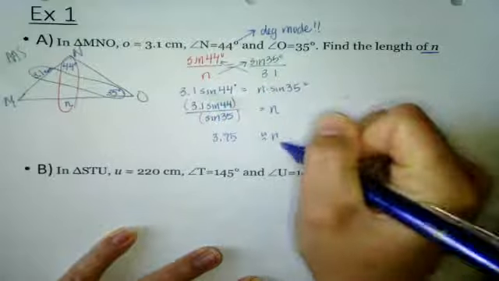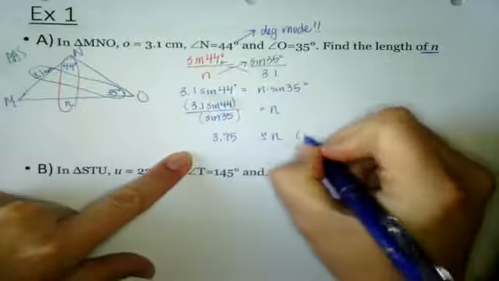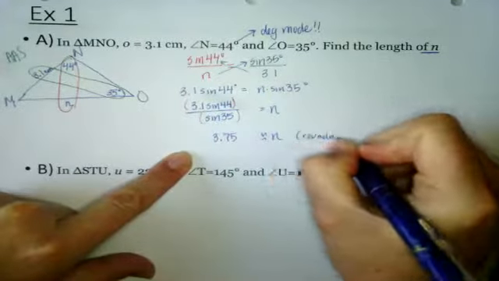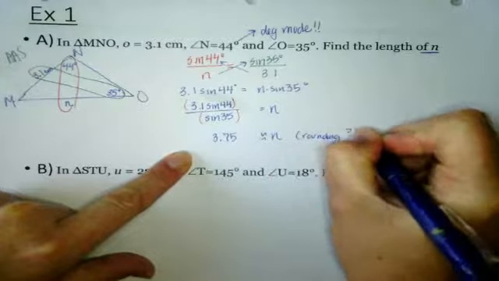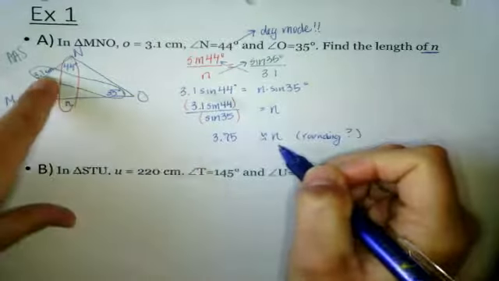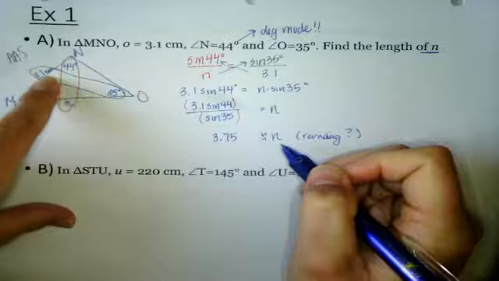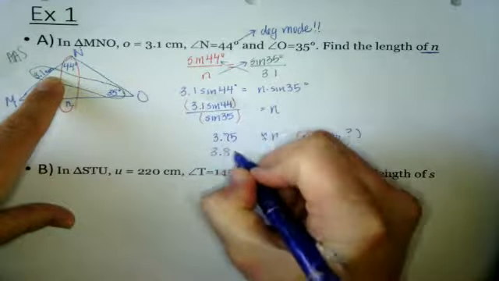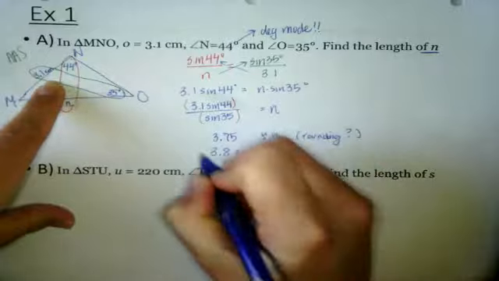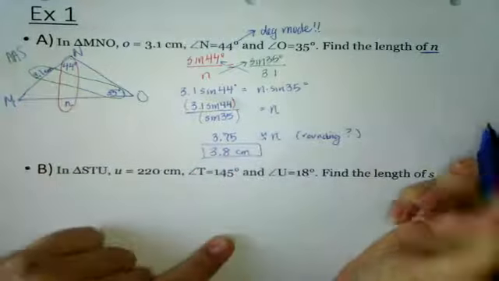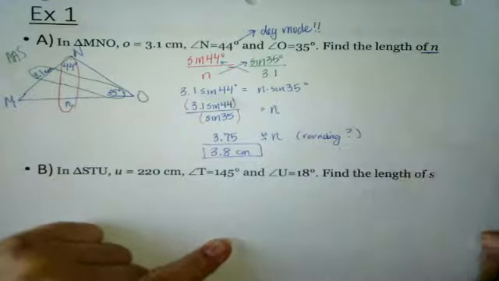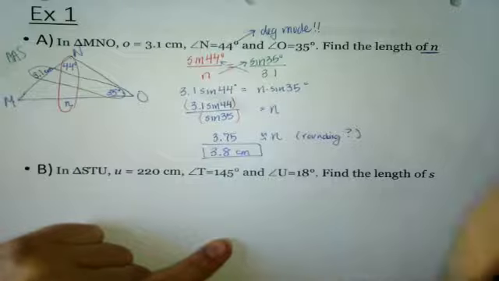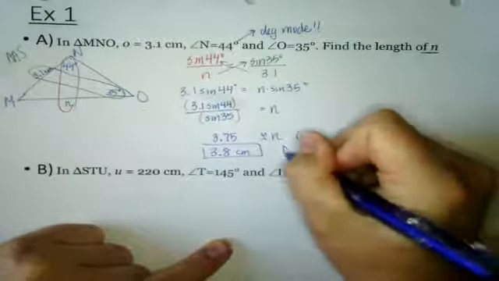And pay attention to rounding. They do give you specific instructions for what to round to, and I think it's going to be to the tenths place. Since the given values are to the tenths, I imagine this will be tenths too. So we're going to say 3.8 centimeters, I think. So just pay attention to the rounding. All right, does that make sense is always a good question.